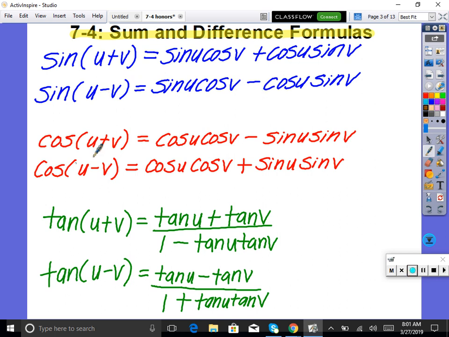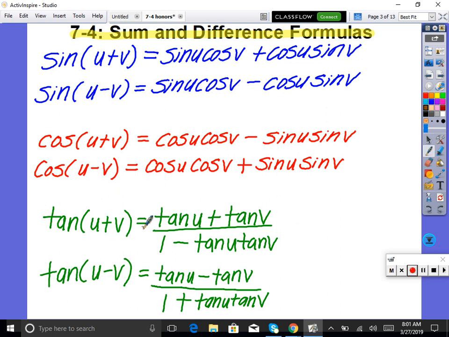Now notice with cosine's formula, cosine's different. Cosine goes cosine, cosine, sine, sine. Cosine, cosine, sine, sine. And then with cosine's formula, the plus sign is opposite out here. So this will actually be a minus sign for cosine, and if it's minus, it'll be plus. So you've really got to write these down and find a pattern that's going to work for you to help you memorize.